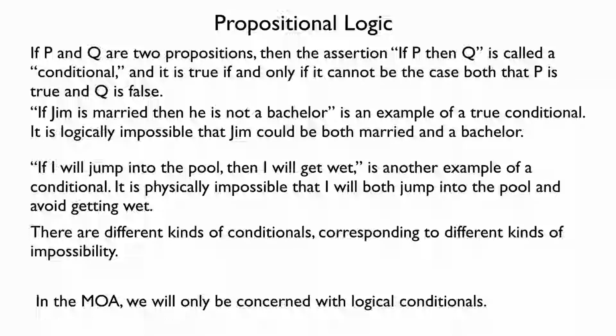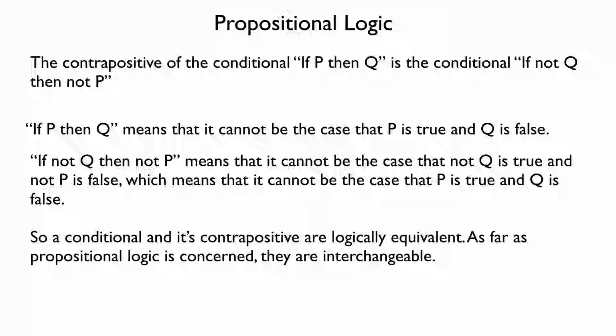Now, the contrapositive of the conditional "if P then Q" is the conditional "if not Q then not P." Notice that we reverse the order of the P and the Q and we put nots in front of both of them. "If P then Q" means that it cannot be the case that P is true and Q is false. "If not Q then not P" means that it cannot be the case that not Q is true and not P is false. But that means the same thing as saying it cannot be the case that P is true and Q is false. So a conditional and its contrapositive are logically equivalent. As far as propositional logic is concerned, they are interchangeable.